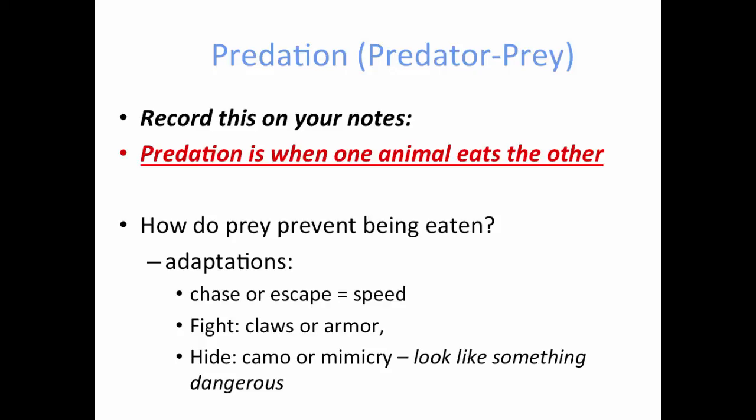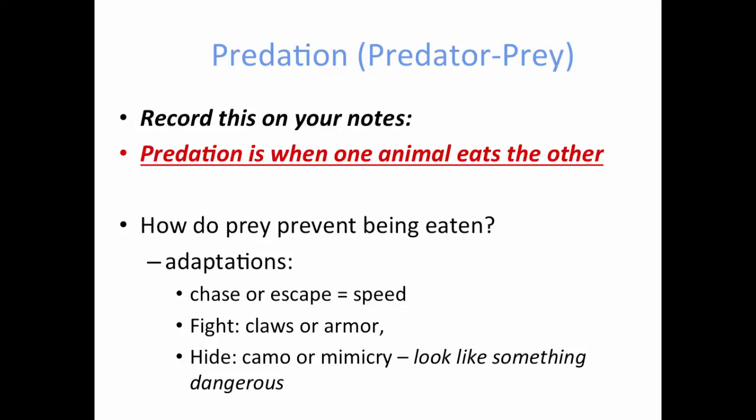Okay, so if an alligator eats a fish, the alligator would be the predator, the one that is doing the eating. The prey is always the one that is being eaten. So how do prey prevent from being eaten? Well, they have to have adaptations.